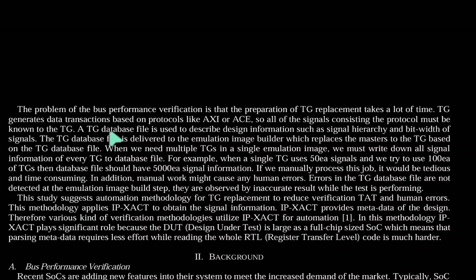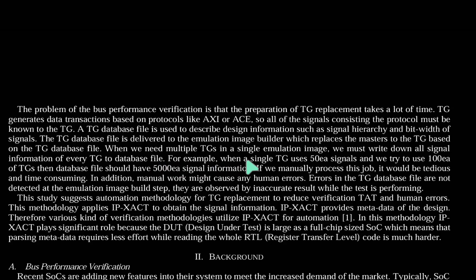So all of the signals consisting of the protocol must be known to the TG. So TG database files are used to describe the design information, such as the signal hierarchy and a bit width of the signals. The TG database files are delivered to the emulation image builder, which replaces the master to the TG based on the TG database file. So when we need multiple TGs in a single emulation image, we must write down all signal information of every TG to the database file.